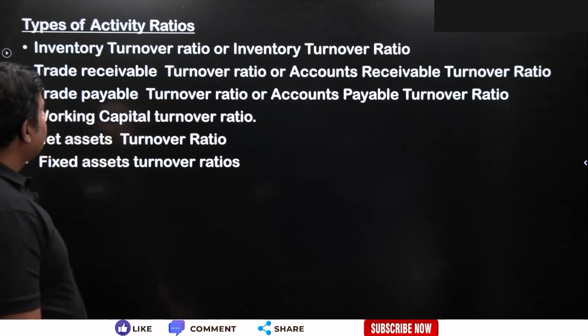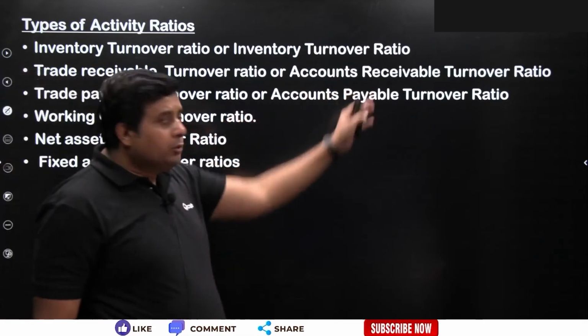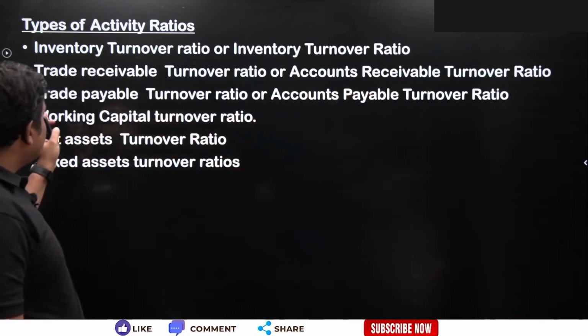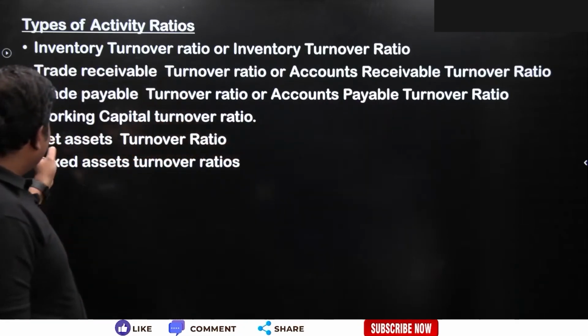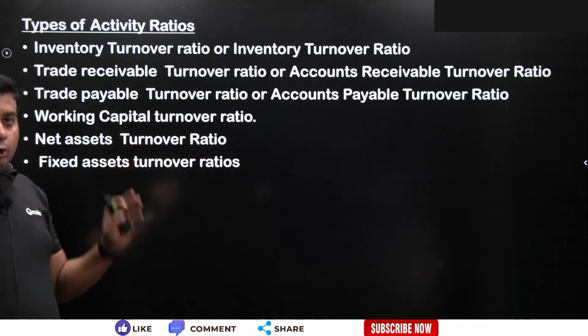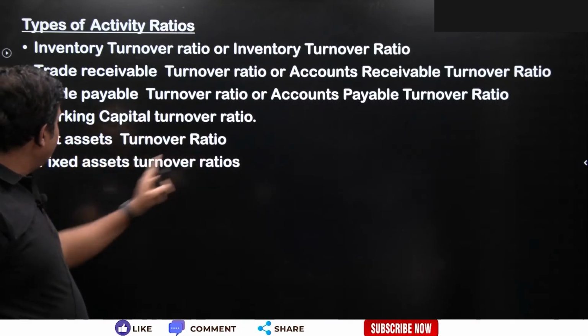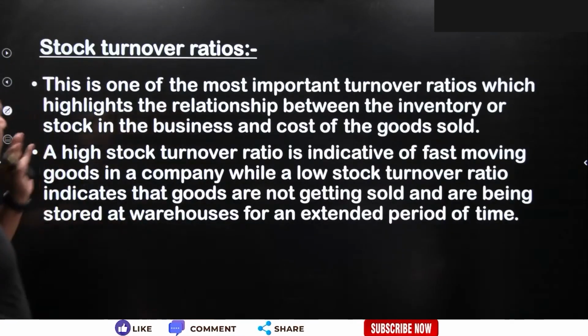Inventory turnover ratio. Second one is trade receivable turnover ratio, or we can also call it accounts receivable turnover ratio. Third one is trade payable turnover ratio, or we can also call it accounts payable turnover ratio. Working capital turnover ratio, and recently CBSE has added 2 more ratios, that is net asset turnover ratio or fixed asset turnover ratio. Now what is a stock turnover ratio?